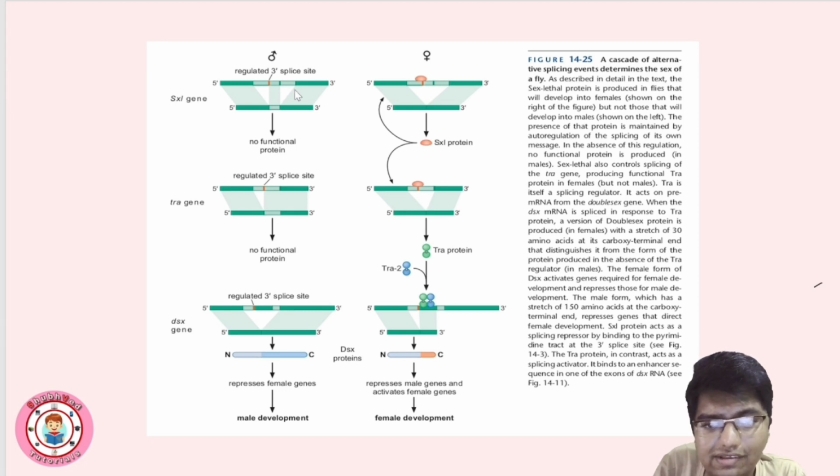Okay, so this is the next example of alternative splicing in the case of sex determination of Drosophila. Okay, see we can see here a cascade of alternative splicing events to determine the sex of fly, right? Okay, so यहाँ पे क्या हो रहा है? Just from a picture, what we can understand is that in the female, this is the female, right?